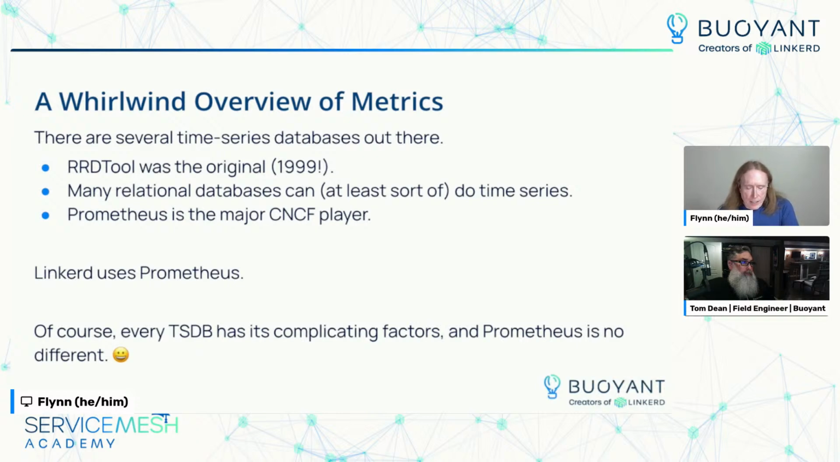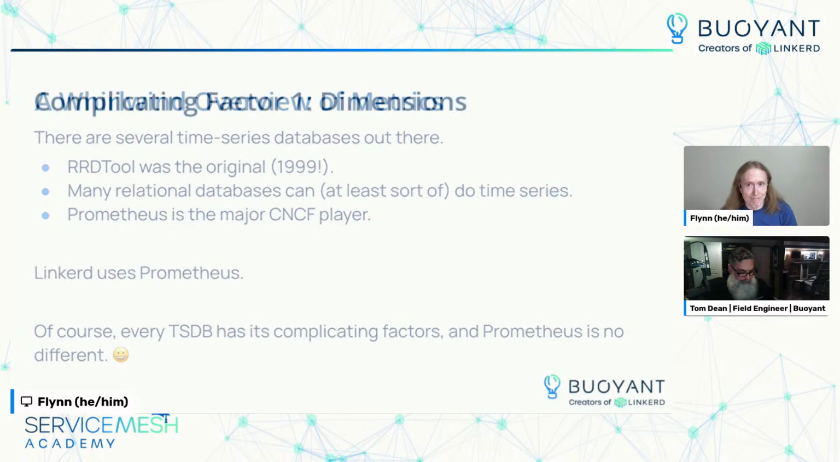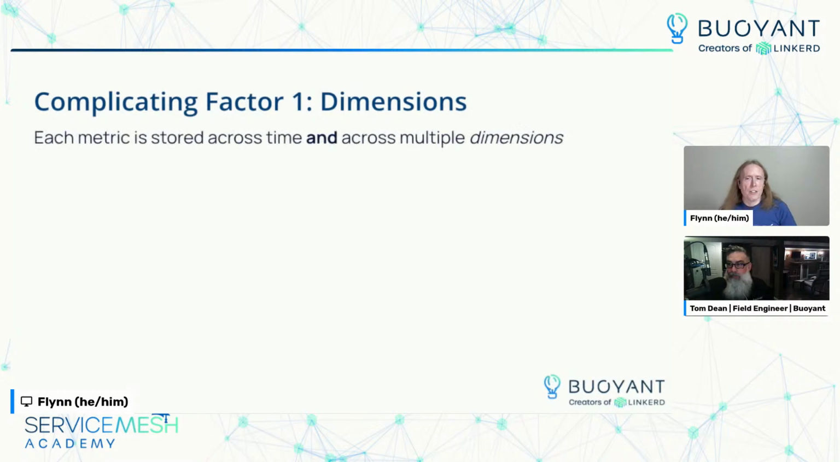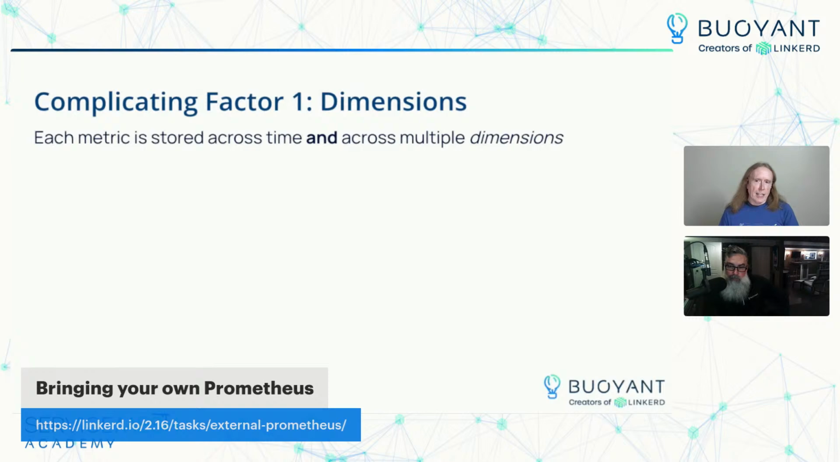Prometheus, like every database, not just every time series database, has its complicating factors. The first one is this concept of dimensions. What's basically going on here is that when you talk about storing a metric, you have to store data points across time, but also across multiple dimensions.